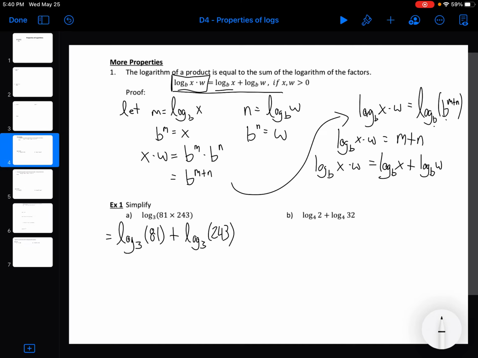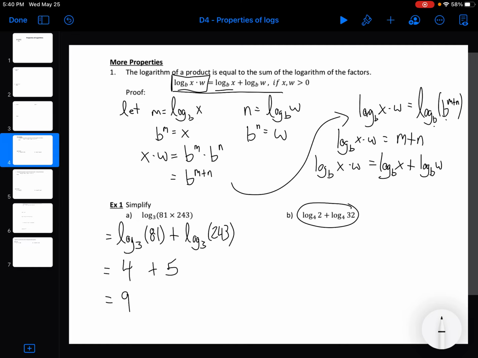Now you could multiply those together. It just makes the values a lot bigger. We know I can find 3 to what exponent equals 81 is 3 to the 4. That's a little bit easier than multiplying those two numbers together and trying to figure it out. This one would be 3 to the 5. And then this whole thing is just equal to 9. A little easier to see.